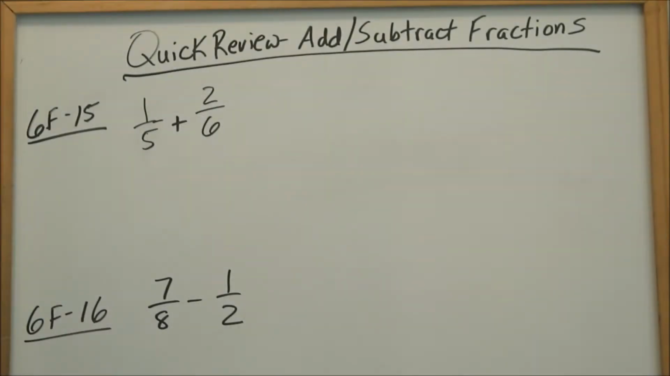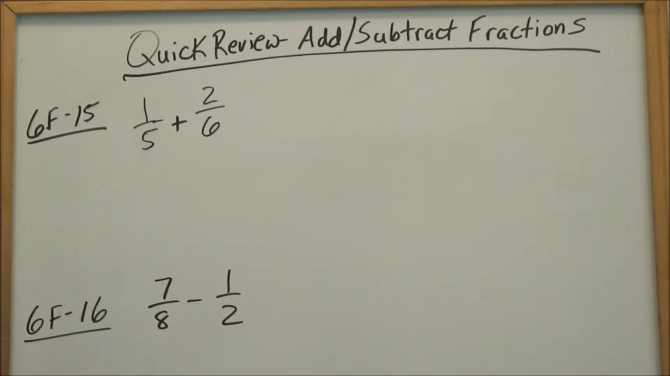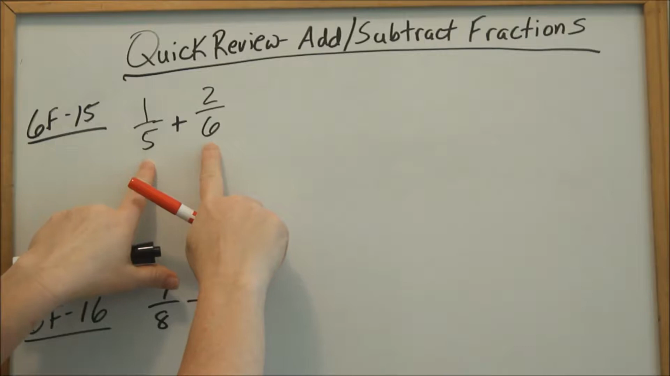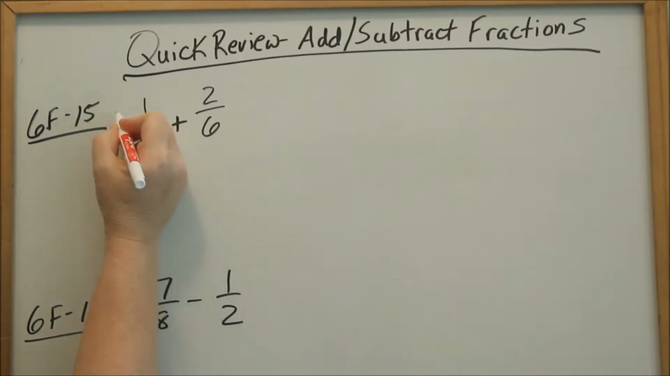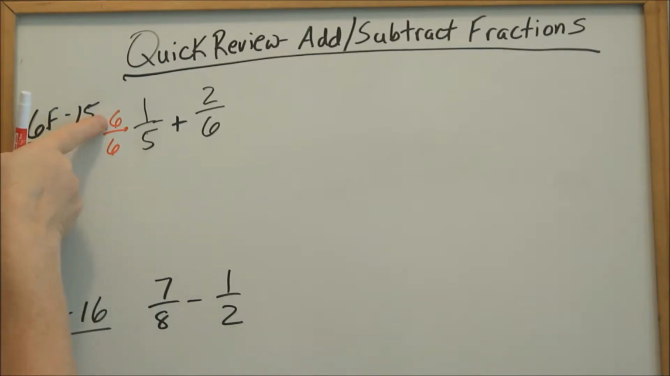Alright, we're doing a quick review of adding and subtracting fractions. If you look at 6F15, you have 1/5 plus 2/6. Anytime you add or subtract fractions, you must have a common denominator. These two on the bottom have to be the same. One of the easiest ways to do that is to take this number and multiply it to this fraction. So you multiply it, and whatever you do to the denominator, you have to do to the numerator.